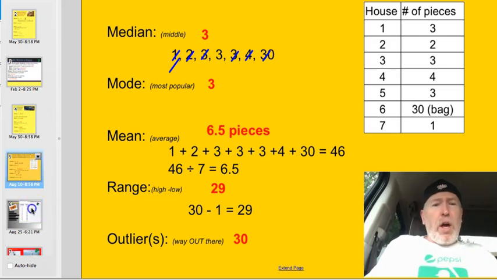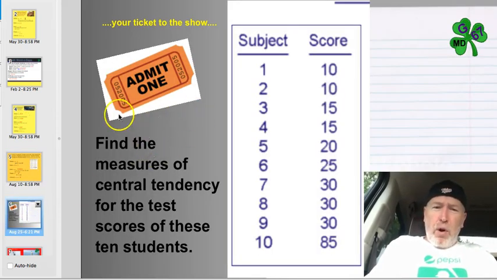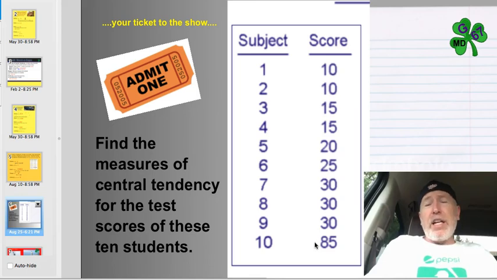All right, time for you to try a problem on your own. Find the measures of central tendency for the test scores of these 10 students. So here are the student numbers, and here are their scores. Go ahead and find me the measures of central tendency for those. Yeah, I know I didn't give them to you. You've got to figure out what the words are yourself. We've done them a number of times.